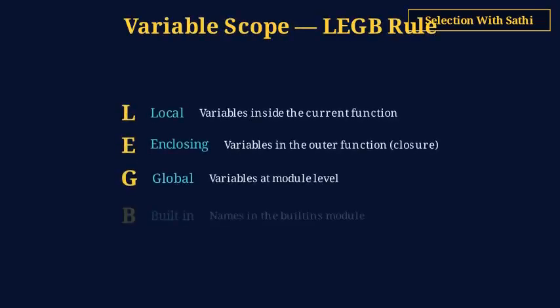Python resolves names using the LEGB rule: local, enclosing, global, built-in. Local means variables defined inside the current function. Enclosing refers to variables in the outer function of a closure. Use the nonlocal keyword to modify an enclosed variable, and global to modify a module-level variable from within a function.